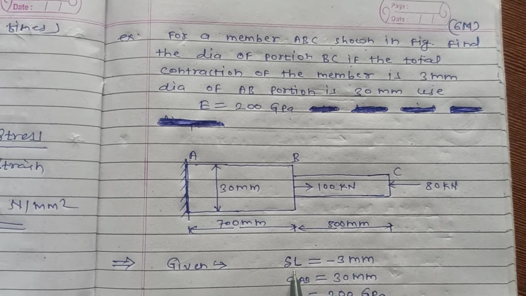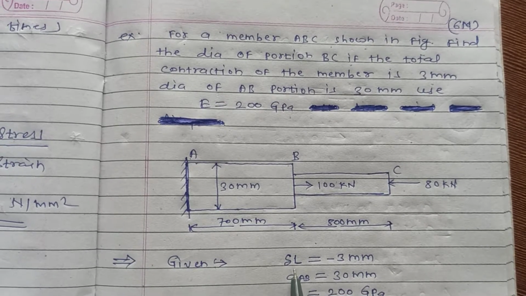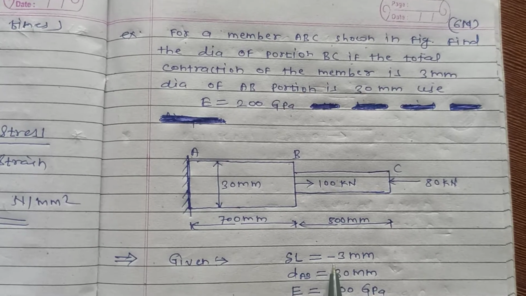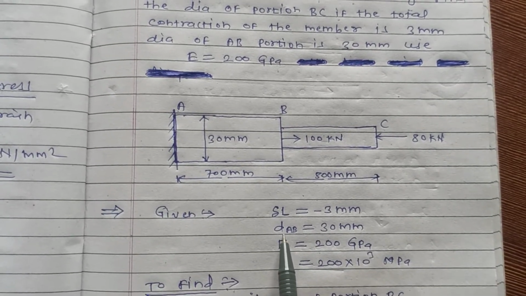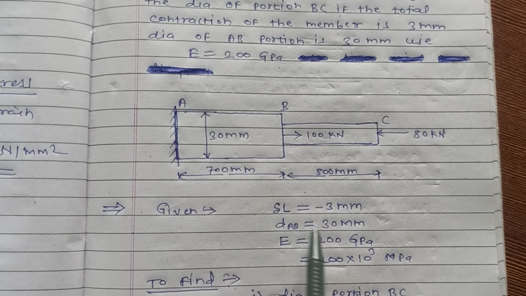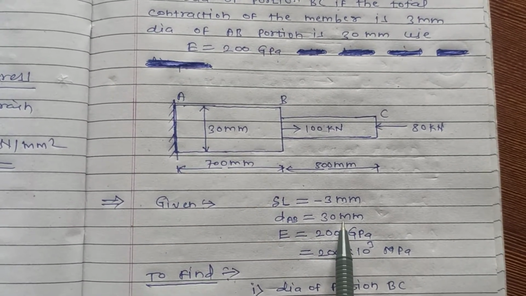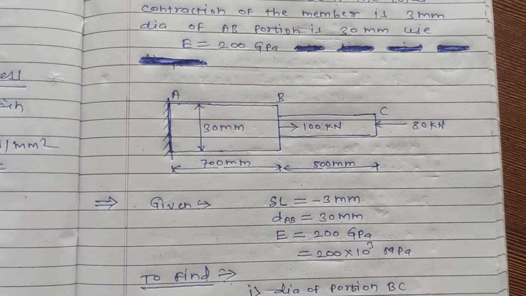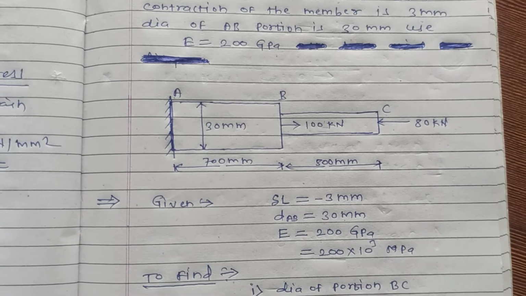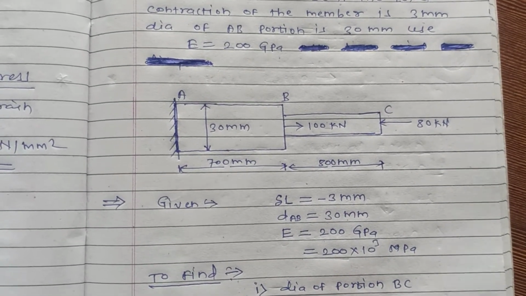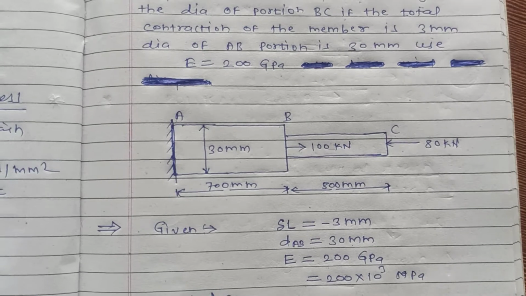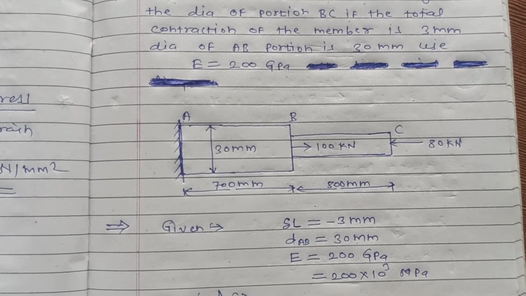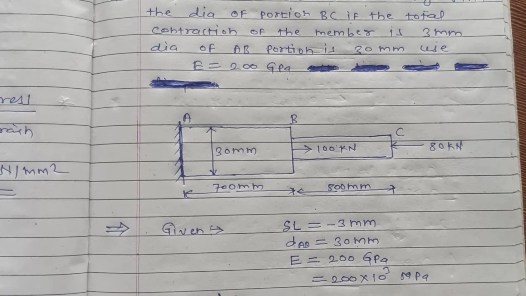There is a reduction in the length, shown by delta L, or change in the length, equal to minus 3 mm. Why is this minus? Because it is a reduction in the length. Again, the diameter of the AB portion is 30 mm, and the value of capital E is 200 gigapascal. All this data is given in the problem statement, along with this figure. So we have to find out the diameter of portion BC. This is our intention.